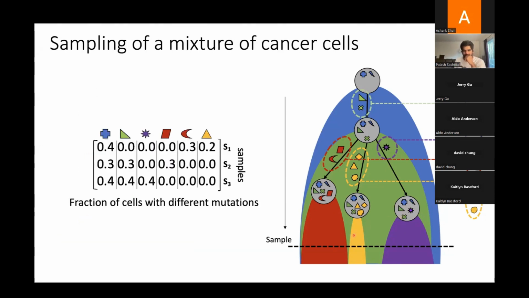So when you sample this kind of thing at present time, the way that sampling works is you get a mixture of these cancer cells. You can take multiple samples from the same patient. It can be the same tumor or different tumors, and from each of those samples you get a reading that tells you what is the proportion of cells in that sample that had a particular mutation. So you get a matrix that looks like this, where you get the fraction of cells with different mutations in different samples.